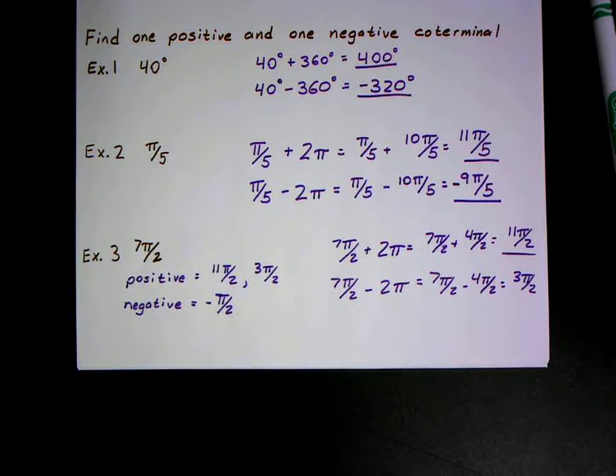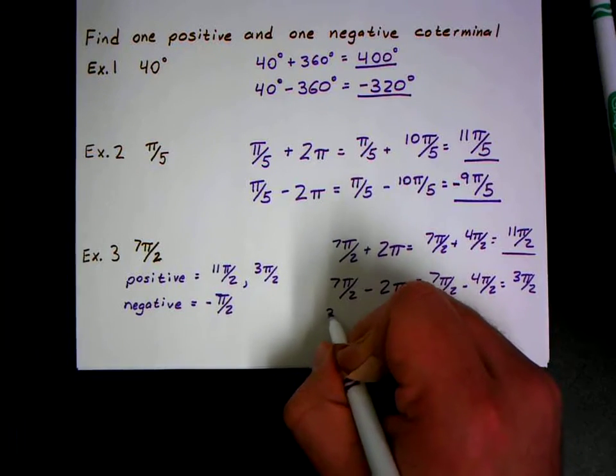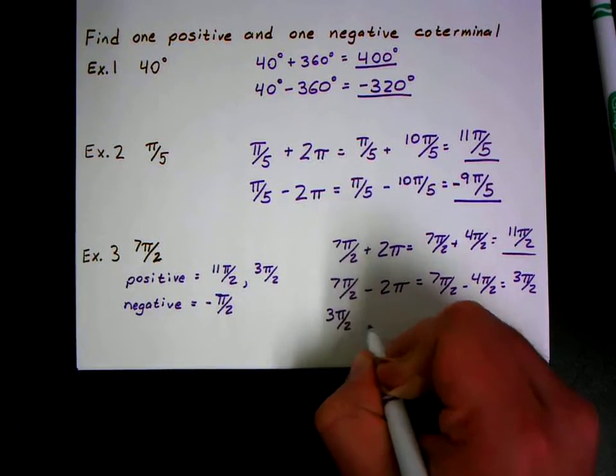The problem I see on the test is people stop there. They're like, great, I subtracted it. Problem is, that's not an answer. That is an answer. That's an answer for a positive coterminal. But that's not a negative coterminal yet, because it's not a negative number. So you have to do it again. You can keep adding or subtracting as many times as you need to. But you have to keep doing it until you get to a negative number. So what I have to do is I have to take that and subtract it again.